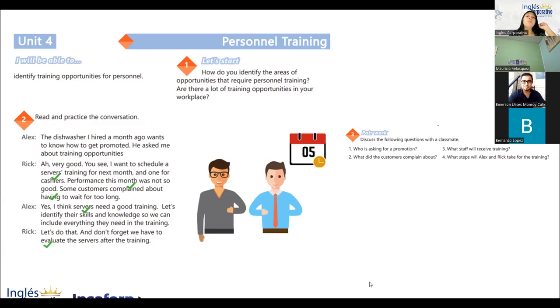Performance this month was not so good. Some customers complained about having to wait for too long. Yes, I think servers need a good training. Let's identify their skills and knowledge so we can include everything they need in the training. Let's do that. And don't forget, we have to evaluate, evaluate the servers after the training. Okay.